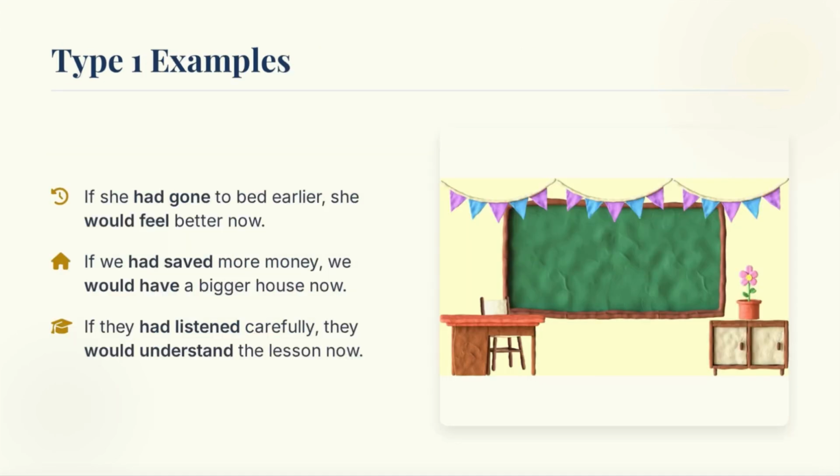Another example, if she had gone to bed earlier, she would feel better now. Here, the past action was not going to bed early, and the present result is not feeling well now. One more, if we had saved more money, we would have a bigger house now. So this sentence shows that a past decision affects the present situation. So remember this, past condition, present result. Something happened or did not happen in the past, and now we can see the result.